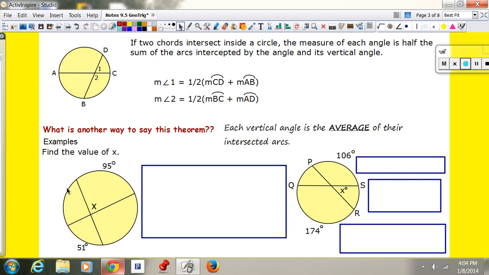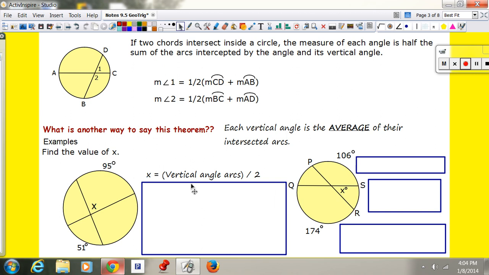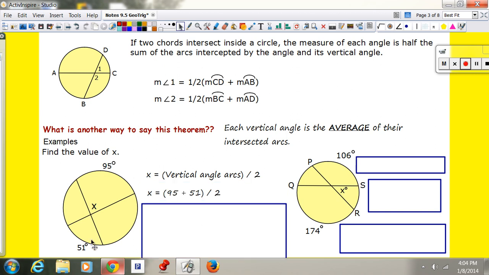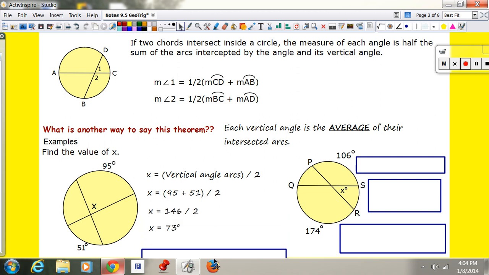So here's an example. Let's try it. The vertical angle arcs divided by 2. So you add the two arcs together and divide it by 2. So you get 146 divided by 2, which is 73 degrees. That would be your x.